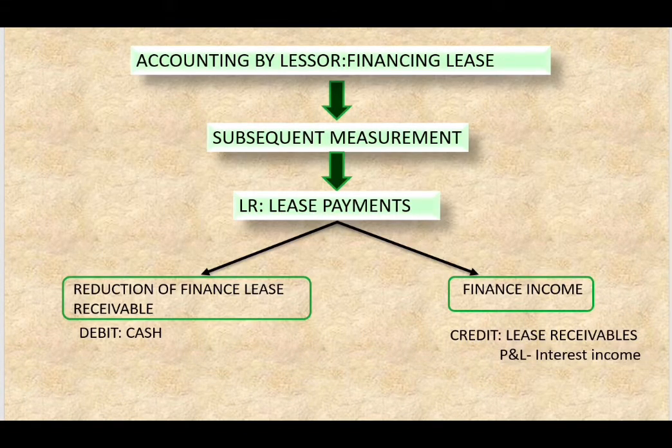So subsequent measurement is quite simple. You need to only focus on the lease receivable. We have to split lease payments between reduction of the finance lease receivable and finance income. So we debit cash and credit lease receivable, while the interest income will be the profit in P&L.